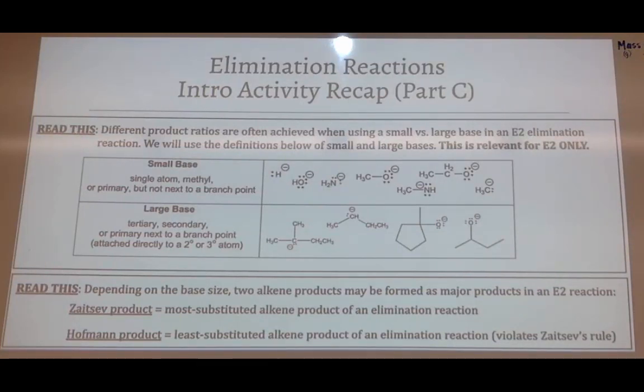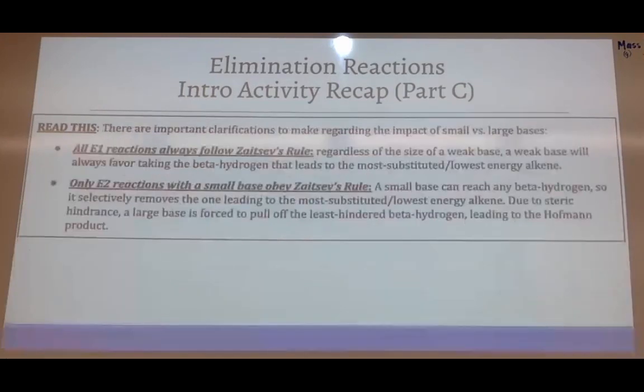But the difference between the small base and the large base is whether you create the Zaitsev product, which is the more substituted alkene, or the Hoffman product. So the difference: Zaitsev is the most substituted alkene, Hoffman product is the least substituted alkene. Regioselectivity will matter based on whether the base is small or large. Now again, this is relevant only for E2 reactions, so for those reactions that happen all at once in a single step.